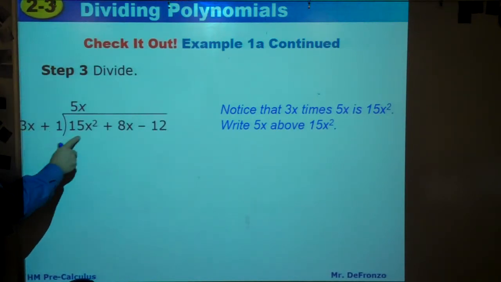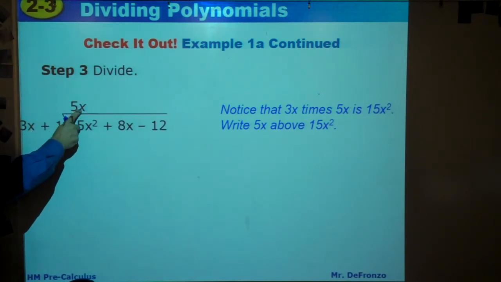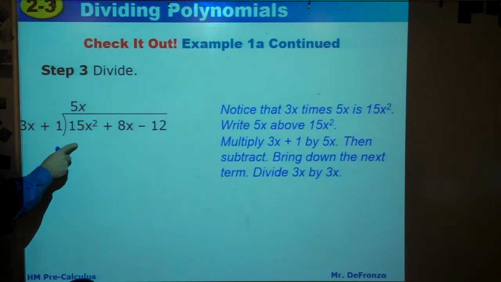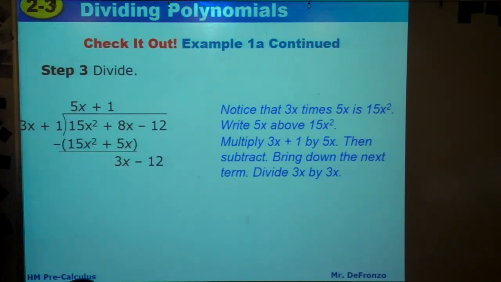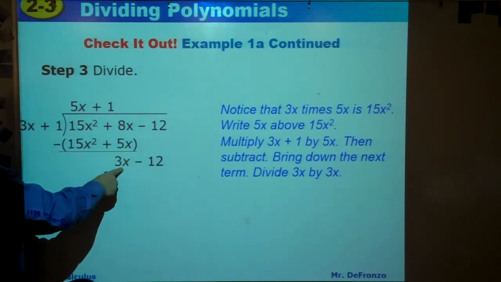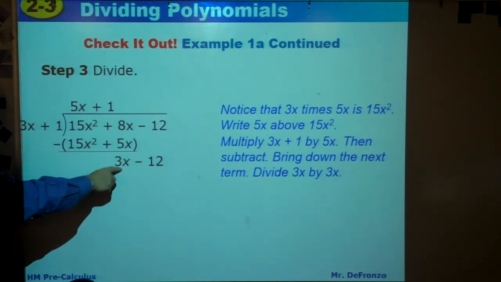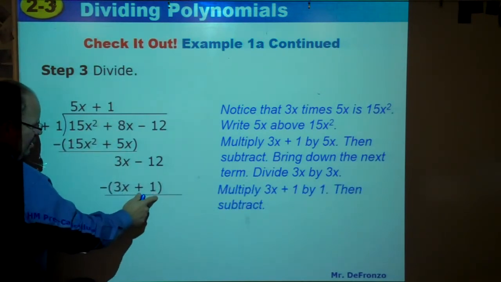3x plus 1. Notice 3x goes into 15x squared 5x times. And then we multiply the 5x times each of the terms in our divisor. 5x times 3x is 15x squared, and 5x times 1 is 5x. We change the sign and add, subtraction, whatever you choose. 3x minus 12, we find 3x goes into itself once. We do our math. 1 times 3x plus 1 is 3x plus 1.